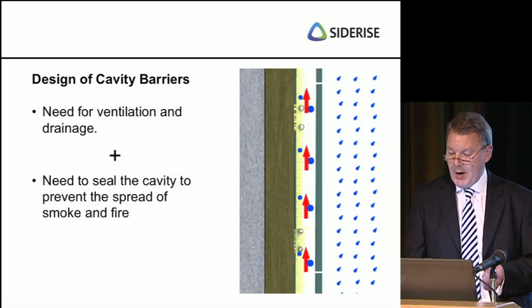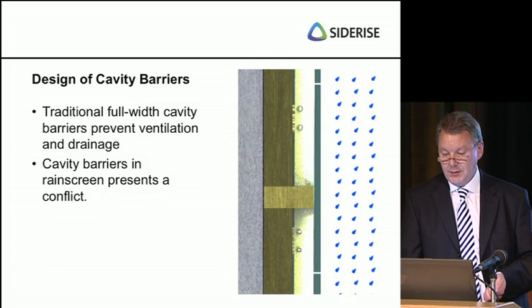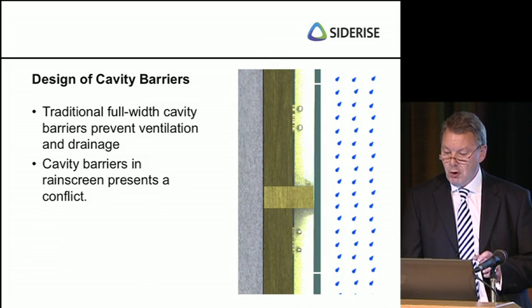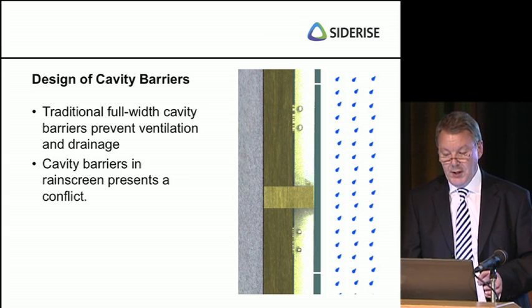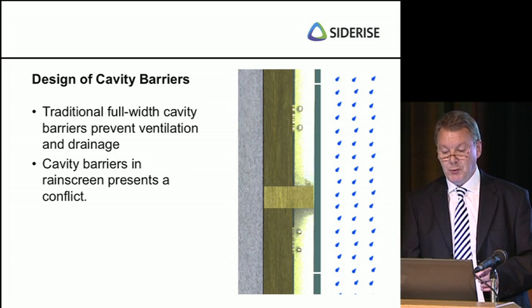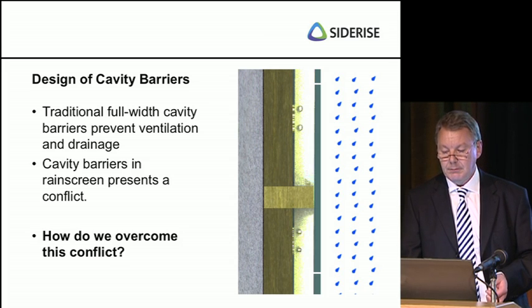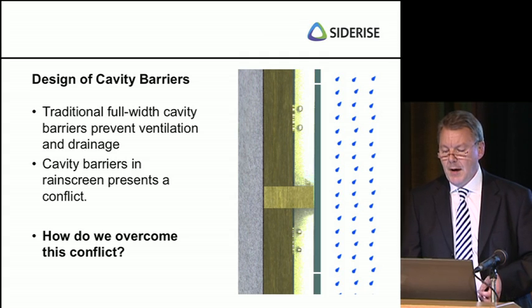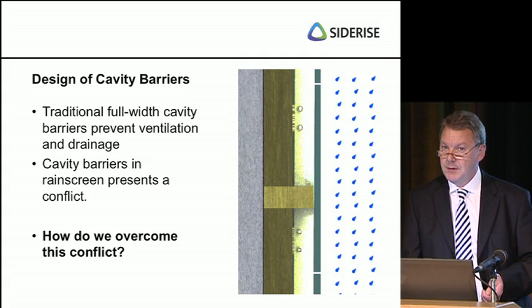How do we bridge the basic needs of Rainscreens with the need to provide cavity barriers in Rainscreen walls? These functional requirements present a paradox. The requirement to maintain ventilation and drainage is at odds with the need to fully seal the cavity to prevent the spread of smoke and fire. This presents a conflict. How do we overcome this conflict and do so in practical and safe terms?